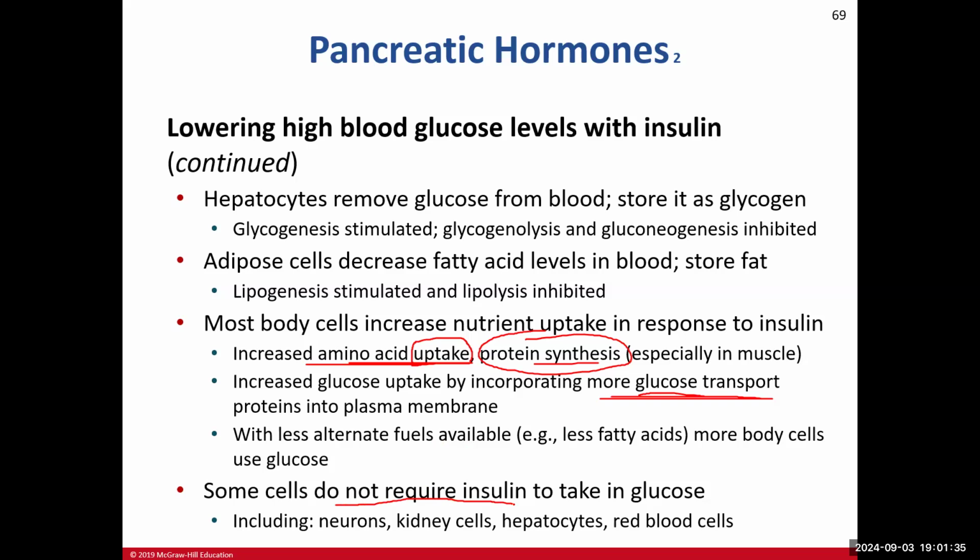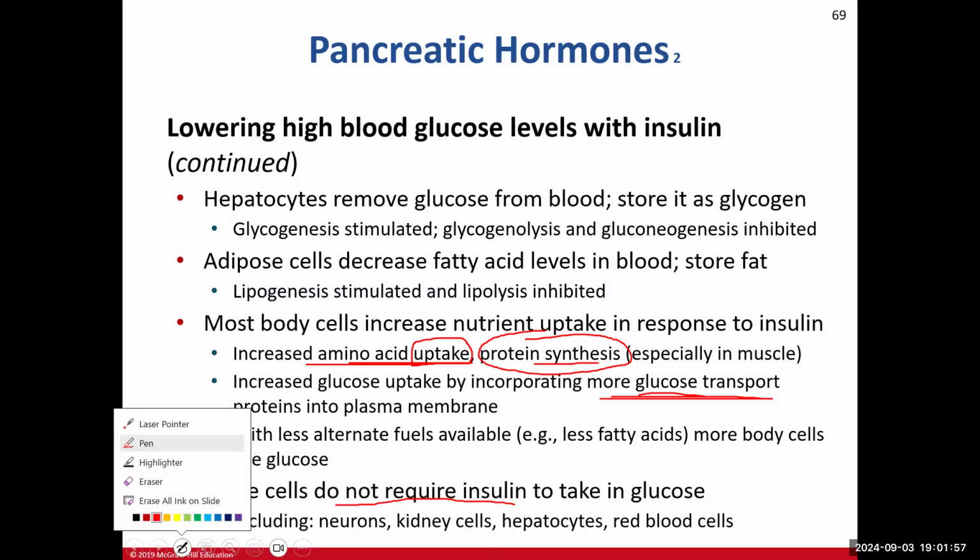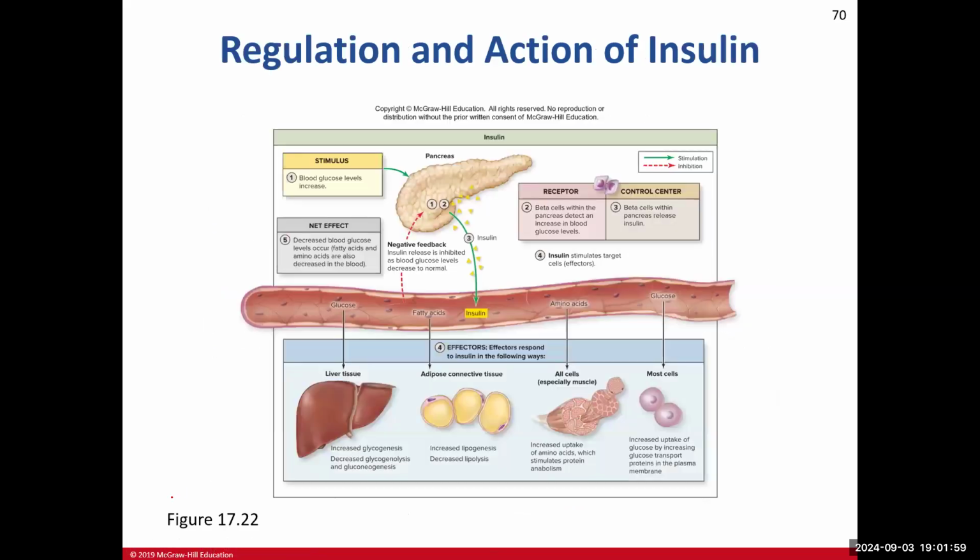And so if you think about it, we don't have time to waste on trying to synthesize and make these glucose transporters. So insulin has no effect. They're going to be maximizing and trying to get as much of the glucose into the cells as possible. And if you look at the list of cells here, kidney cells, hepatocytes, and red blood cells are all very, very important types of cells when we're looking into the effects of glucose.